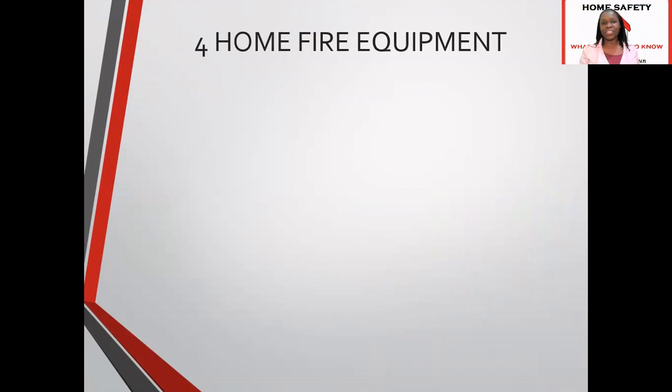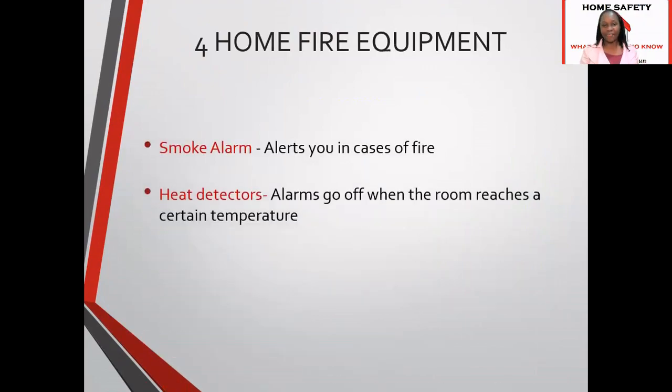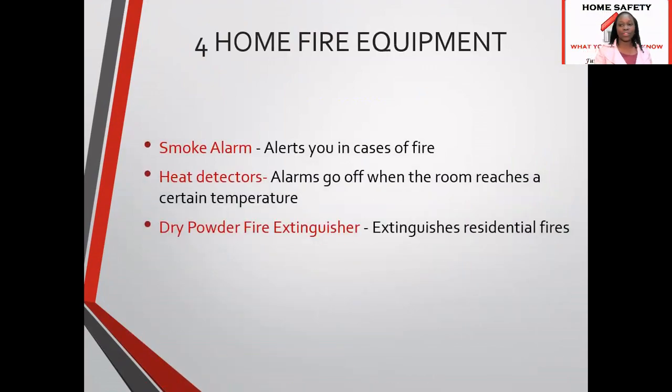And so what are the four basic home fire equipment that we need to have? The first one we'll talk about is the smoke alarm.